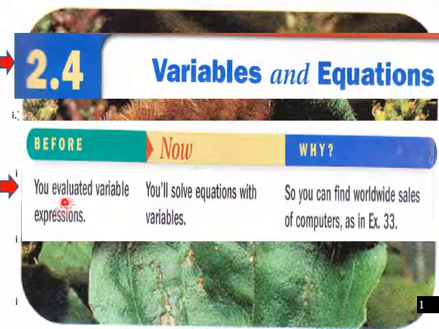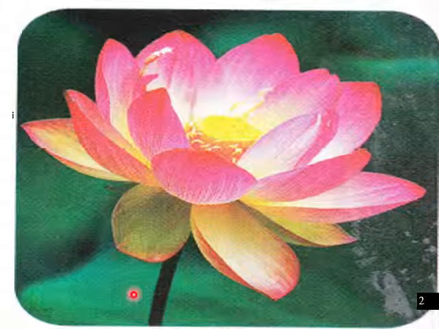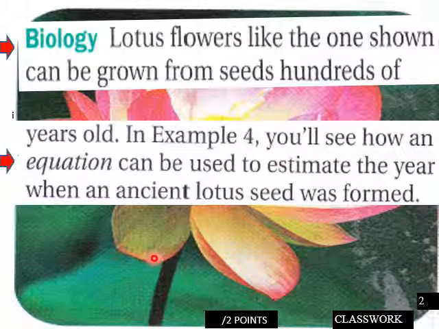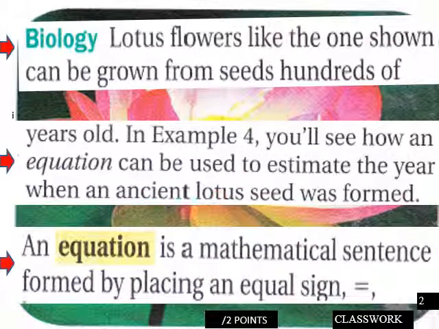Variables and equations: you evaluated variable expressions, you will solve equations. So we're going to get into equations. Biology, lotus flower. This is classwork. This is page 2 on your classwork. In example 4, which is in part 2 or 3, you'll see how an equation can be used to estimate the year when an ancient lotus seed was formed.